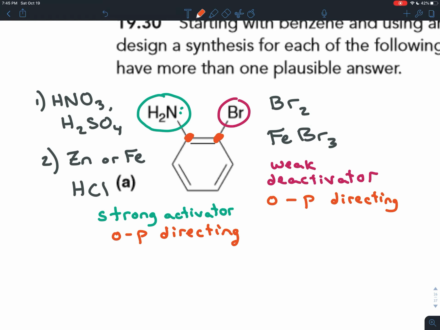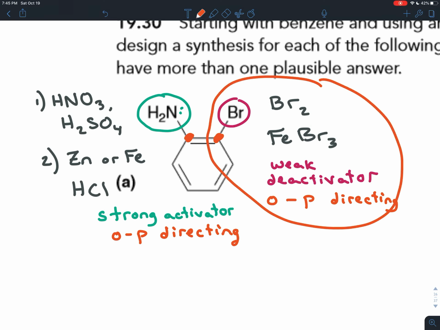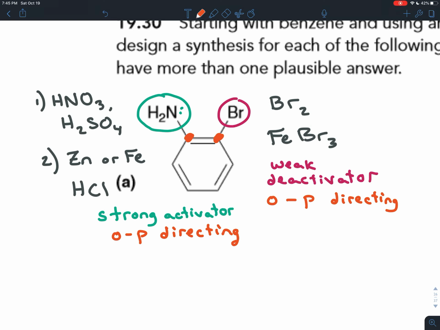So either one will work, and so long as it works, you'll get full credit on a test. But really, you'll want to think about what's most efficient. And here, if you put the bromine on first, that will make the ring less reactive, and it'll be a pain to put the second thing on.